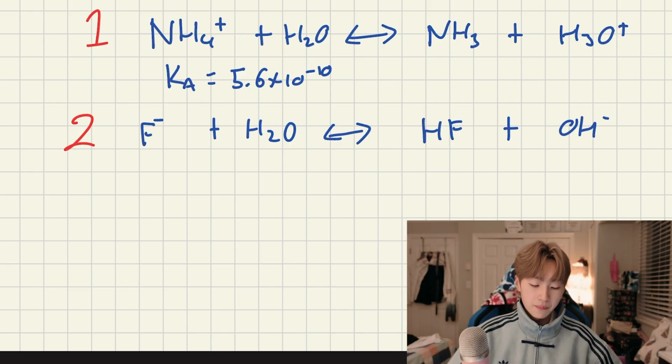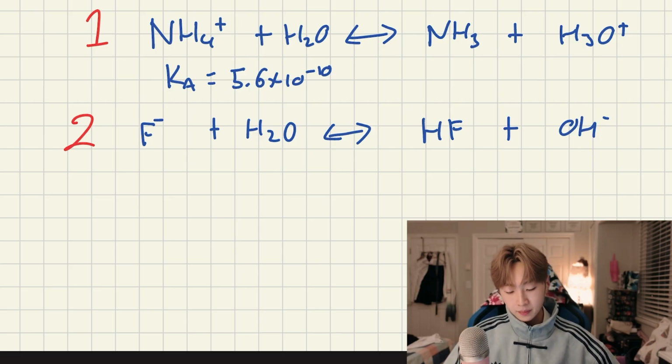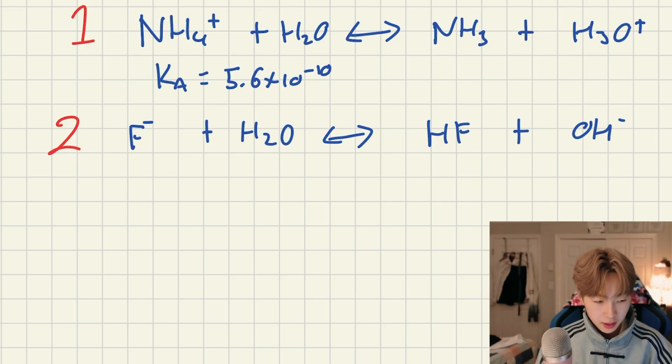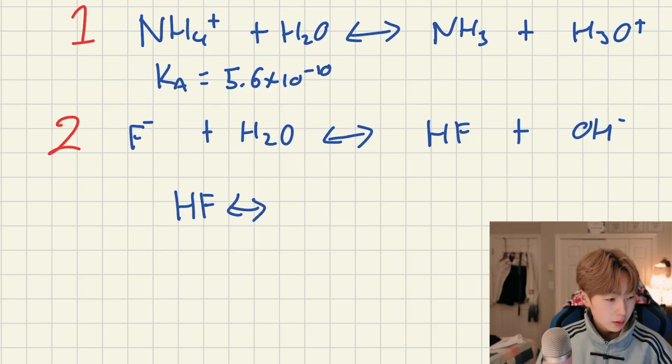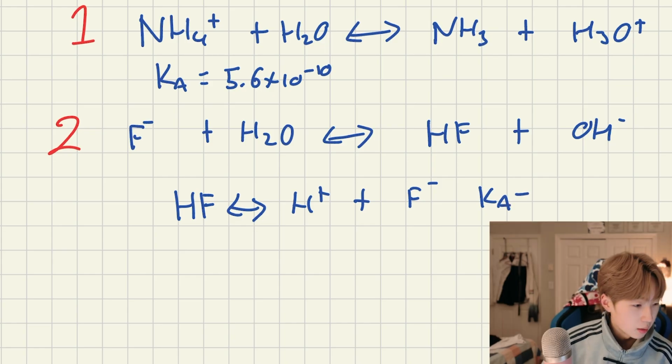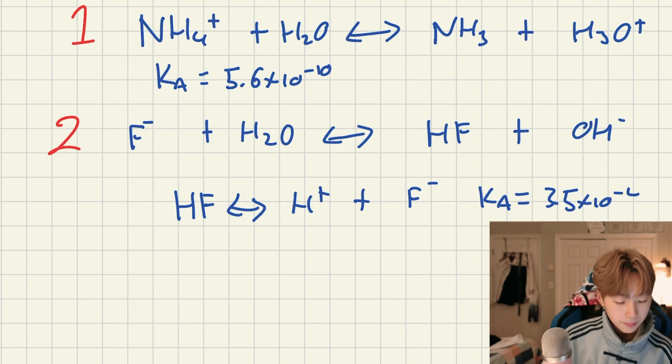Now for the second one. You might notice that there are no Kb values on your table, and that's because we're going to have to calculate it ourselves. So we don't have the Kb for this second equilibrium here, but what we do have is a Ka for this one: HF in equilibrium with H+ and F-. And for that our Ka is going to be equal to 3.5 times 10 to the negative 4.